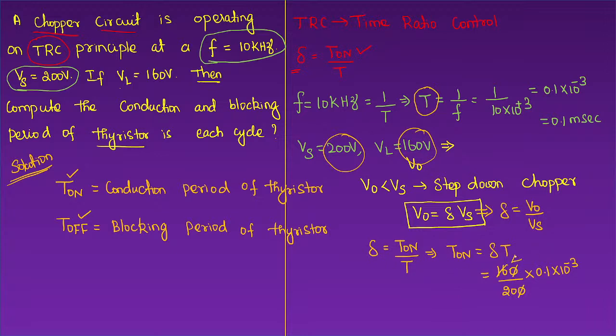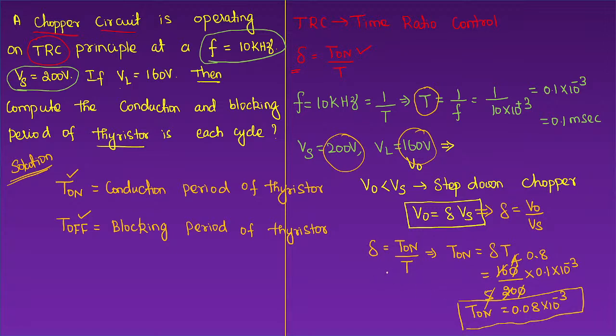Now we can cancel this. 4 times 4 will be 16, 5 times 4 will be 20. So 4 by 5, of course, will be equal to 0.8 only. If you cancel it, we can easily cancel it. It will be 0.8. 0.8 into 0.1 will become 0.08. So I can say 0.08 into 10 power minus 3. What is this? This is called the on time period, that is the conduction time period of the thyristor.